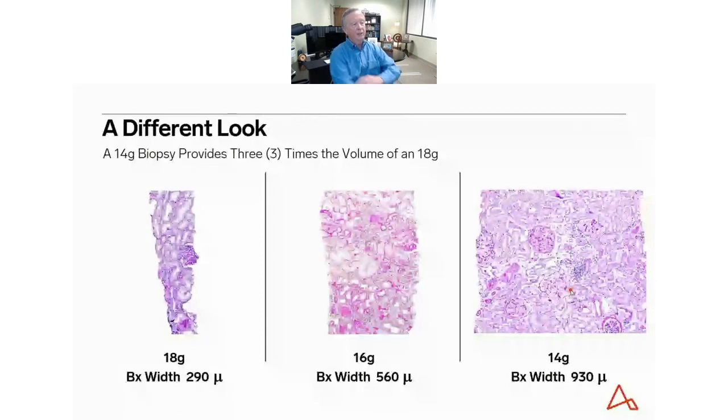How about looking at a very low power? This is actually 100x. All three of these were taken at 100x and measured. I measured a whole bunch of kidney biopsies to get a mean biopsy width with different gauges. The mean biopsy width with an 18 is 290. Remember, the glomerular width is 200 to 250. 16 gauge is a huge improvement. And of course, the 14 gauge fills the whole section at 100x. So look at that difference.